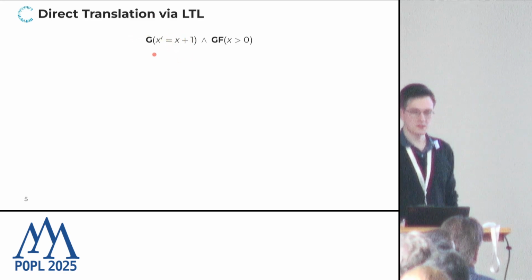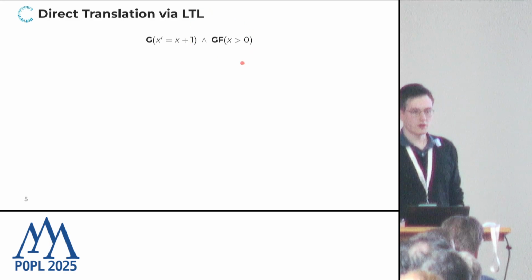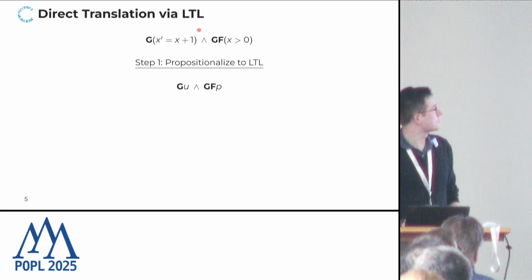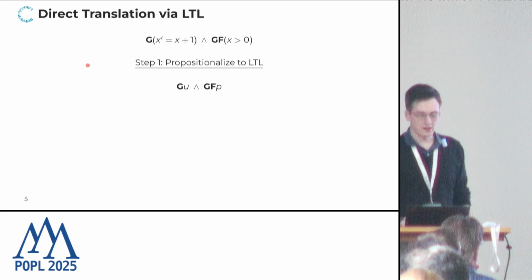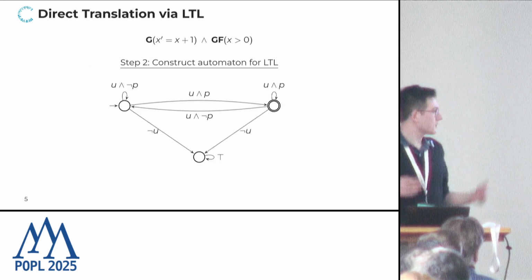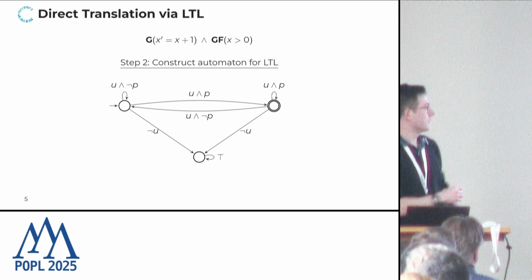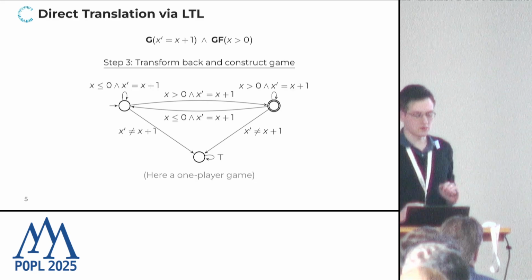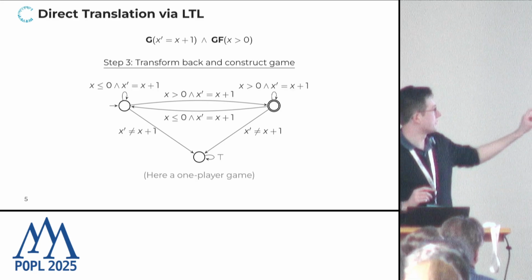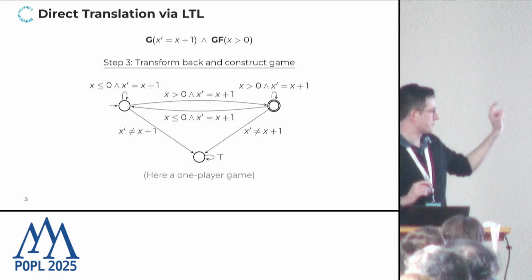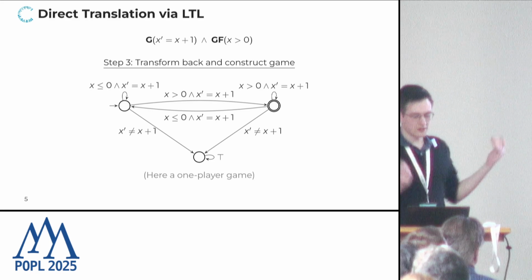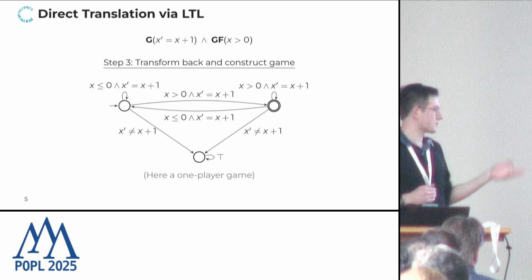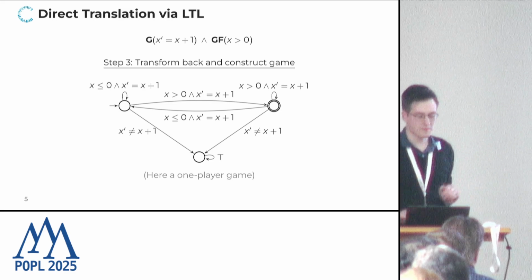where we say we have some state variable x that should always be incremented, and infinitely often it should be greater than 0. Now we can replace those two predicates by propositions and get an LTL formula. Then we can use a standard construction to get an automaton, in this case a Büchi automaton, for this formula. Then we do the back translation: we replace the propositions by the predicates, and then we can get a game out of this. Here it's a one-player game, but if you had inputs, it would be basically the same.